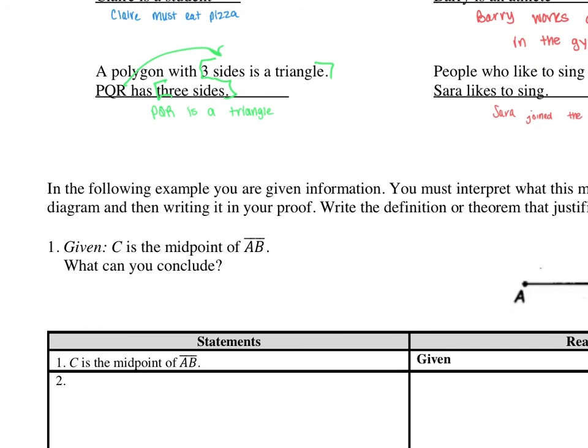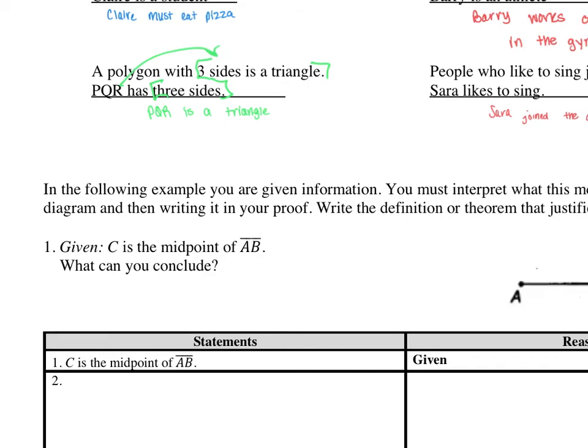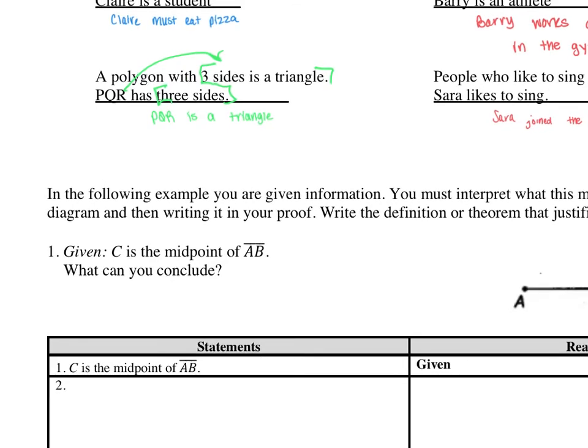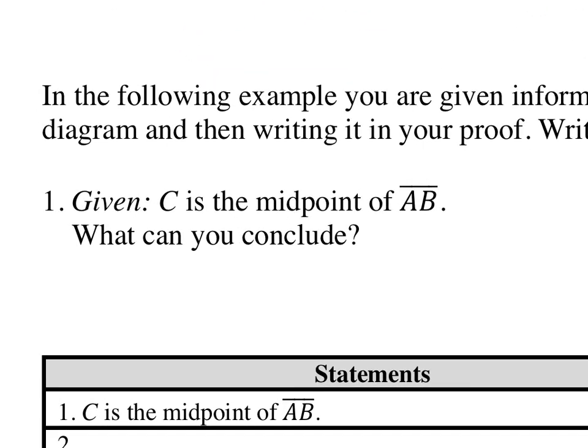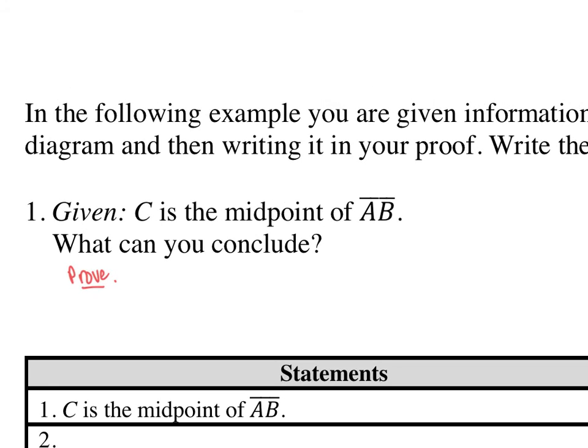Okay, so given C is the midpoint of AB. C is the midpoint of AB. So, I can conclude a bunch of things right now. You're not only going to be given information when you do real proofs. Eventually, you're going to be given this: Prove. But we don't know what we're proving. We just want to see what conclusions we can make.